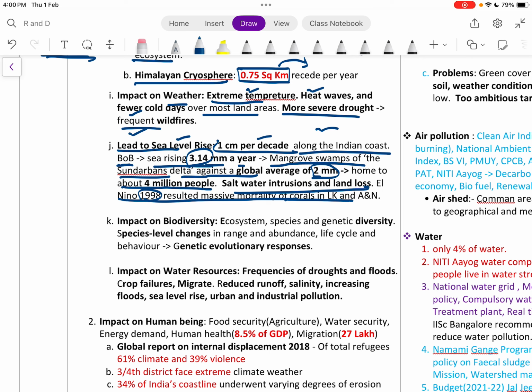Impact on biodiversity and ecosystems: species and genetic diversity would be lost. Species-level change in range and abundance. Life cycle and behavior, genetics, and evolutionary response would be impacted.